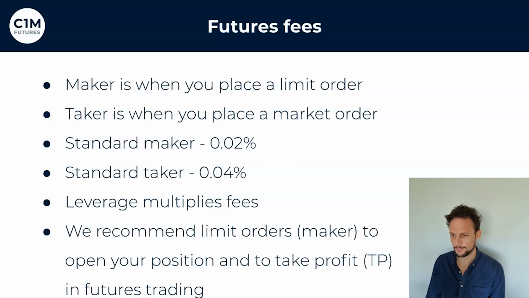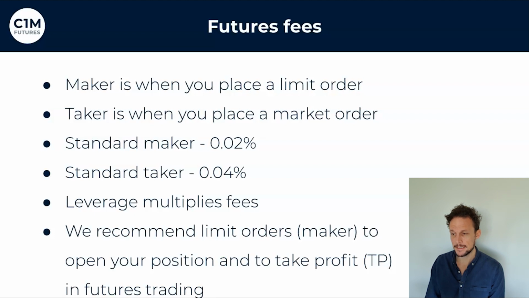So, taker being double the maker, the leverage multiplies the fees. Okay, so if you're using one leverage, 0.02% or 0.04%. If we're using 10 leverage, that's going to be the fees multiplied by the amount of leverage that you use. So the more leverage, the more fees. It rises in line together.